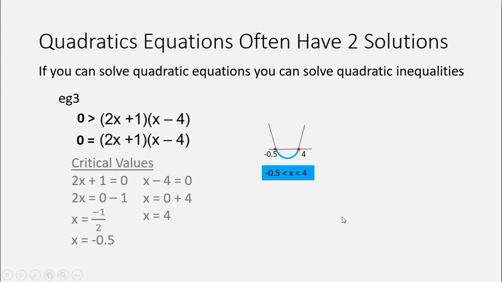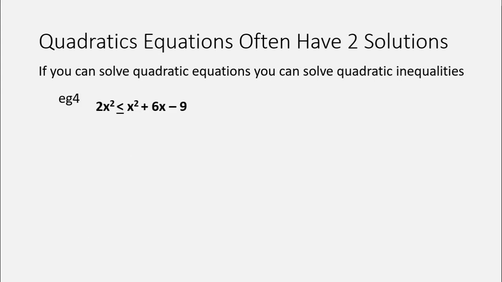Try one more example. So example 4. Here you've got a quadratic. It's a bit tricky here. We've got 2x squared on one side and x squared plus 6x minus 9 on the other. First step, remember we can't solve a quadratic unless it's equal to 0. We can't solve a quadratic inequality unless it's either greater than or less than 0. So our first step should be to get all terms over to one side and leave 0 on the other side.